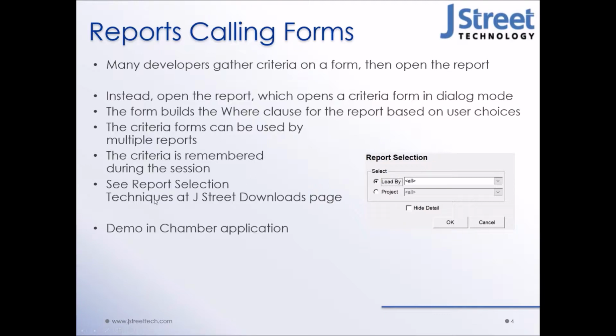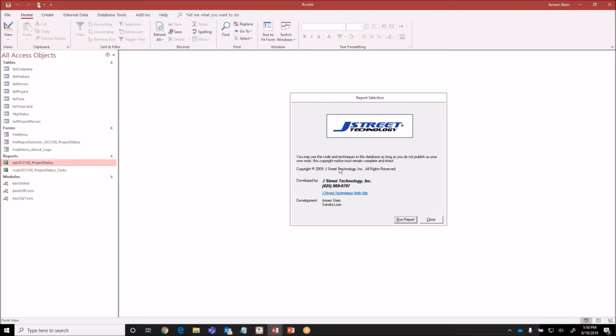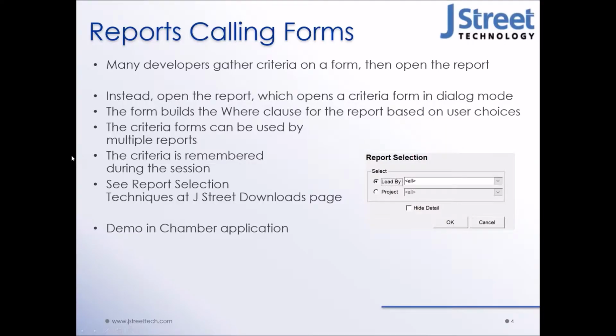You can use this. Anyone who's listening to this talk can go to our J Street downloads page, and there's this download called Report Selection Techniques, which is the one that I'm running right here. So it's been out here a long time. You can see copyright 2009, and it has our old logo, but the bottom line is this code is all in there, and you can see how it works. If you go into the report and look in the on open event, you'll see how it prompts for the form, which is right here. So it basically opens this form in dialog mode and gathers the criteria and then continues on. So if there's no other questions, I'll move on to the next tip.